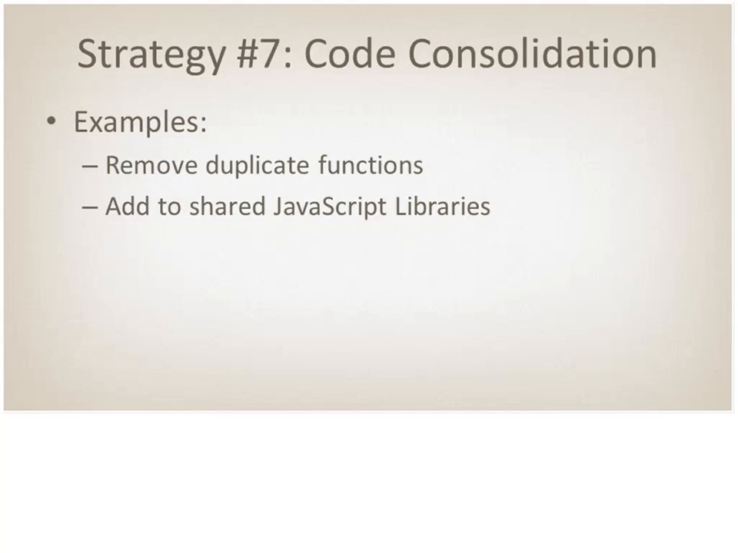Okay, strategy number 7 is code consolidation. Depending on how and who wrote your code is probably going to define the structure internally. Since we have web resources in 2011 and above, we can now have a single code base for a function. So I mentioned the format phone number function.